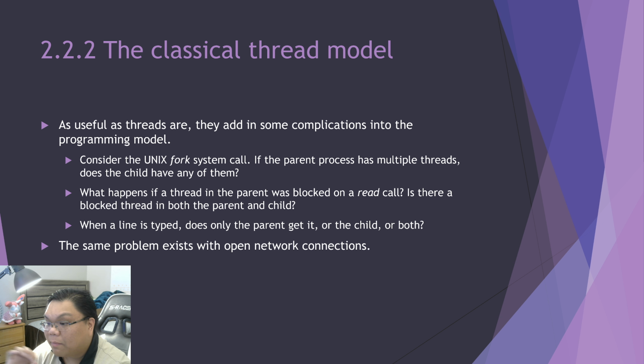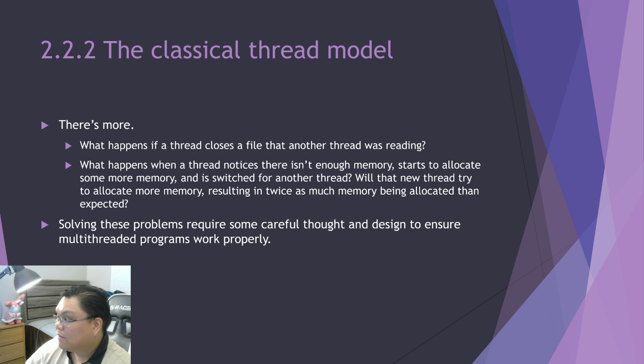This same problem exists with open connections, and, well, there's even more to this. What happens if a thread closes a file that another thread was reading? What happens when a thread notices there isn't enough memory, starts to allocate some more memory, and in the middle of that, it's switched for another thread? Will that new thread try to allocate more memory, resulting in twice as much memory being allocated than expected?